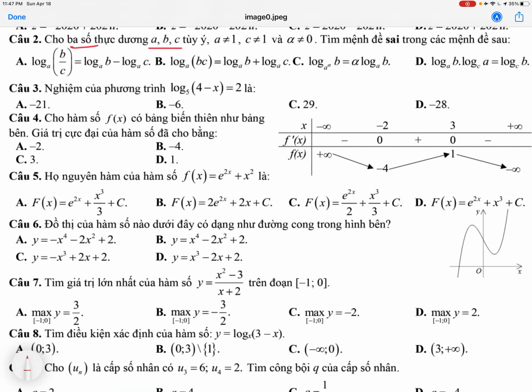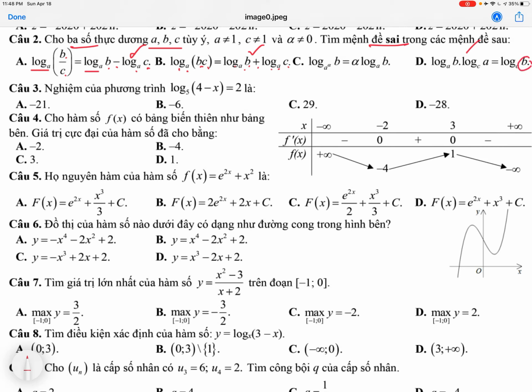So let's go back to our problem. They want to find the statement which is wrong. Now we know that log base a of b over c is log base a of b minus log base a of c. So this is correct. Log base a of b times c is equal to log base a of b plus log base a of c. We've seen it, so that's correct.